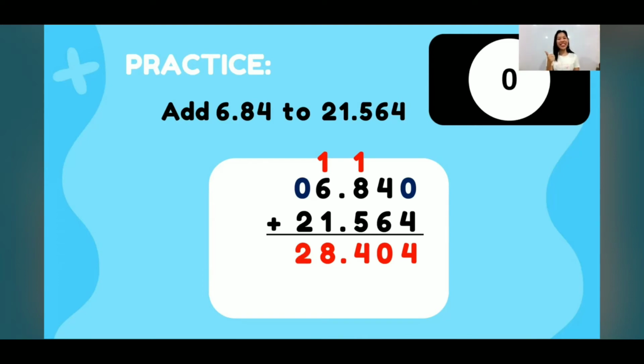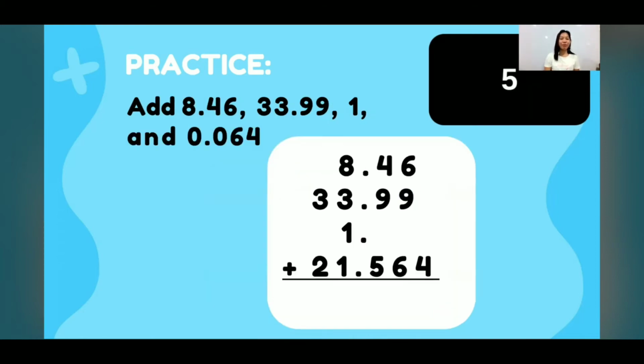Did you get it right? Amazing. The final answer is 28 and 404 thousandths. Next one. Add 8 and 46 hundredths to 33 and 99 hundredths to 1 and 264 thousandths.